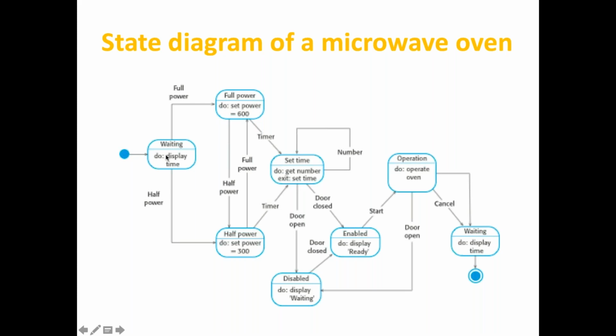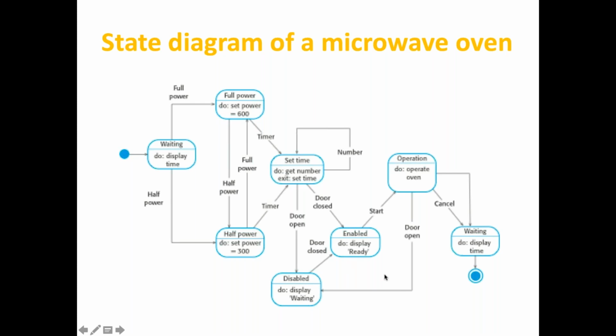Half power anytime, and then there's a set time state wherein you're trying to set the time on the microwave. Pressing the timer button will take it into a set time state, and as long as you're clicking on the number, it still remains in the set time state. Now from there, if the door is open or closed, based on that, the oven goes into a disabled or enabled state.